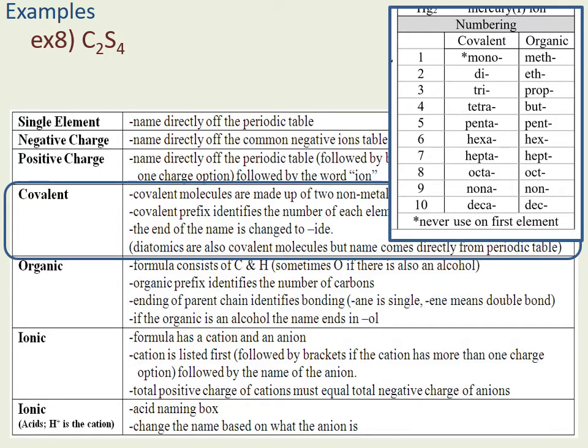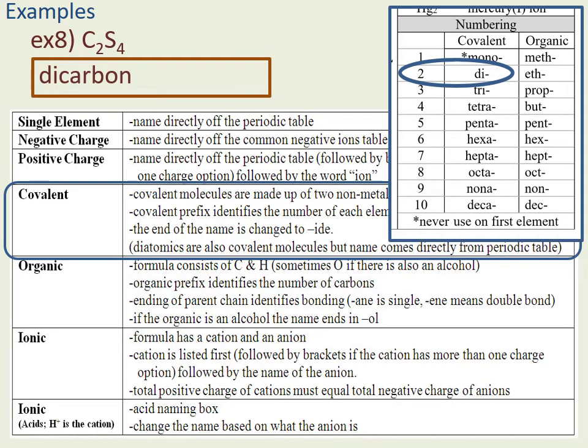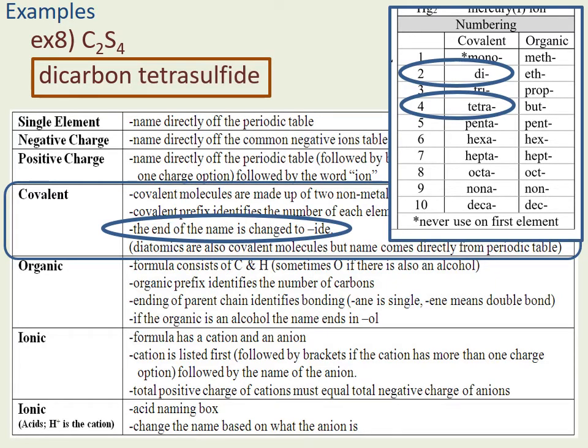If I have two carbons, 2 is di, so I would call 2 carbons dicarbon. I have 4 sulfurs, 4 is tetra, but remember the ending of the name is always changed to ide. So I wouldn't call it tetrasulfur, I would call it tetrasulfide.